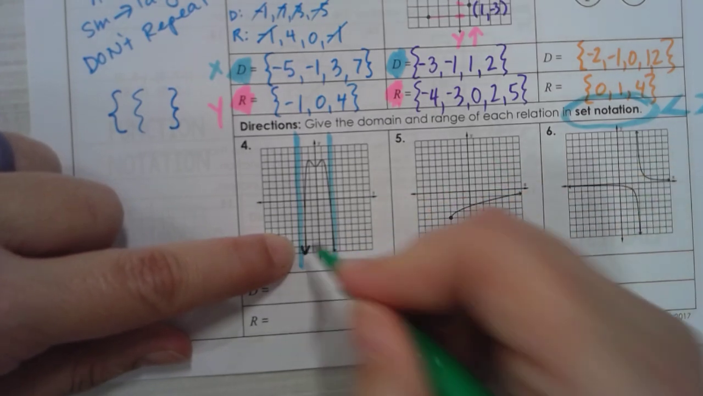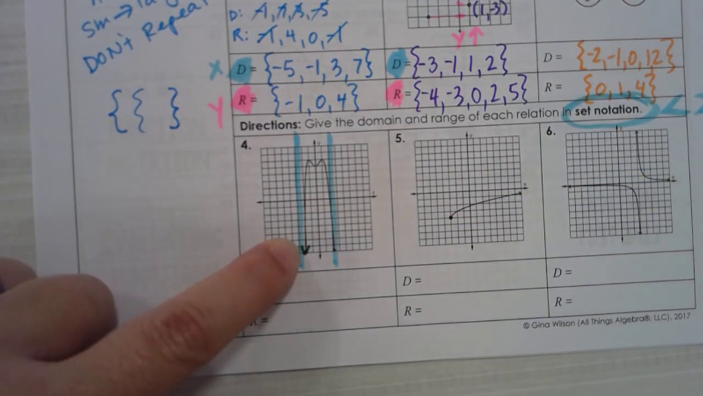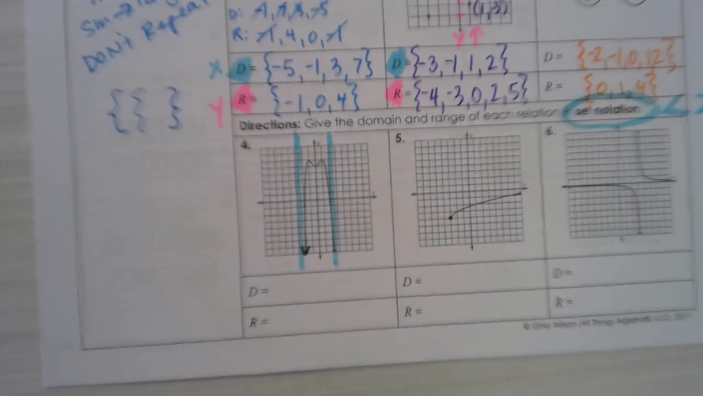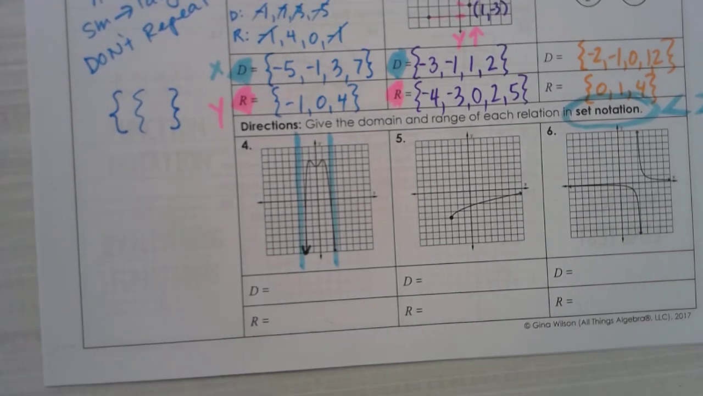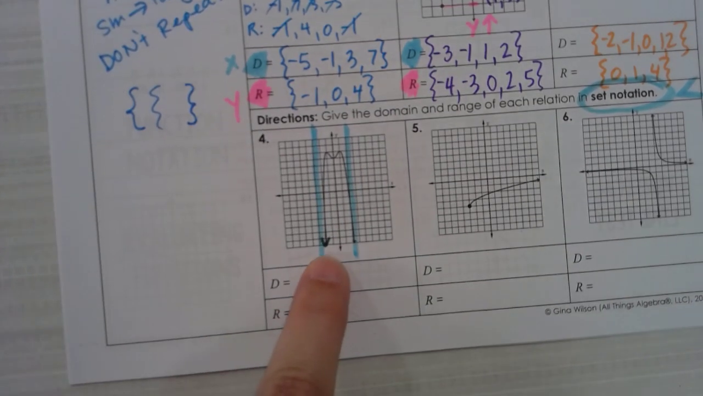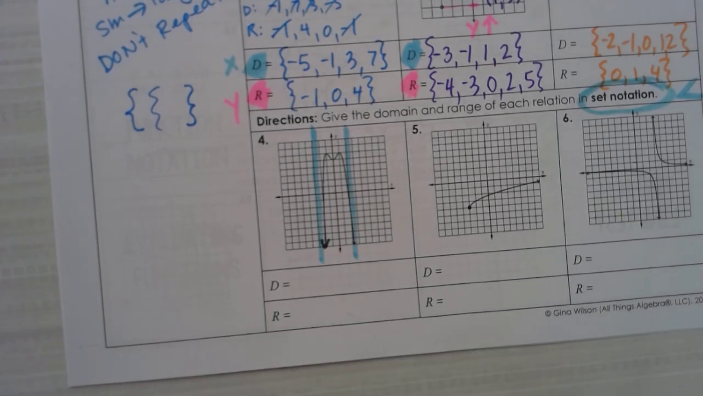That's an arrow, yep. Which means what? It keeps going forever and ever. So the thing with domain is, this arrow looks like it's pointing down, right? But down is the range, right? Up, down is range. So when I'm talking about domain, I'm talking left to right.